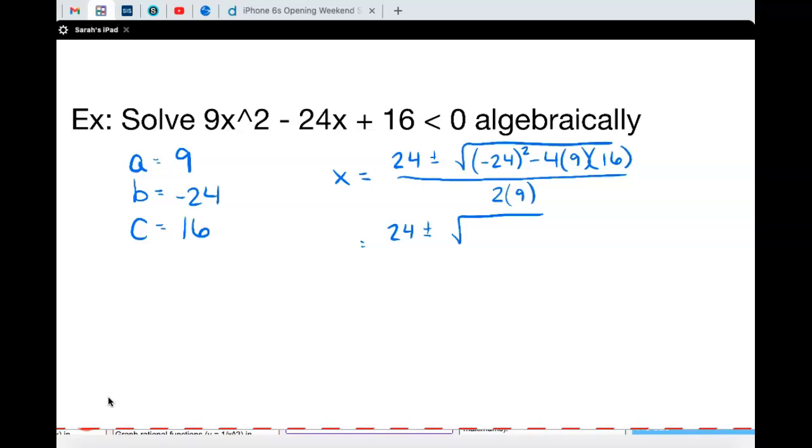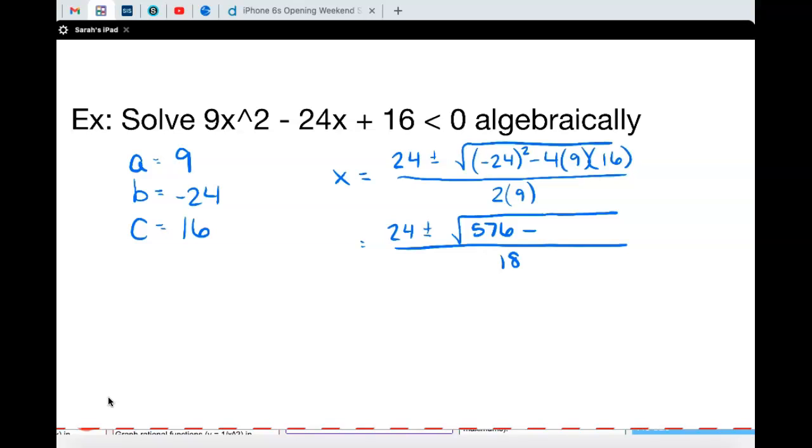So usually, 576. That's my guess. Am I right? I get 576. Shot in the dark. It sounded right. So minus whatever 4 times 9 times 16 is. 2 times 9 is 18. I got that one.